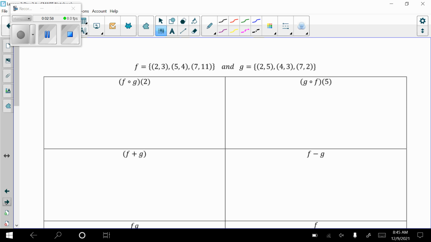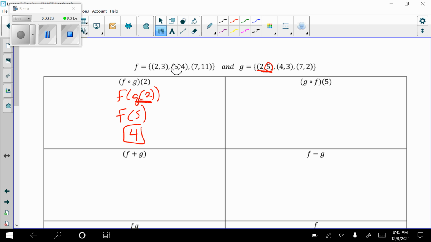Okay, now let's apply it to composition of functions. We talked yesterday about how this is the same thing as f of g of 2. We're going to do what we just did: finding the y coordinate when the x coordinate of g is 2. Our y coordinate here is 5. So I have f of 5. I'm going to come over here and find 5 for my x coordinate. My answer is going to be 4.